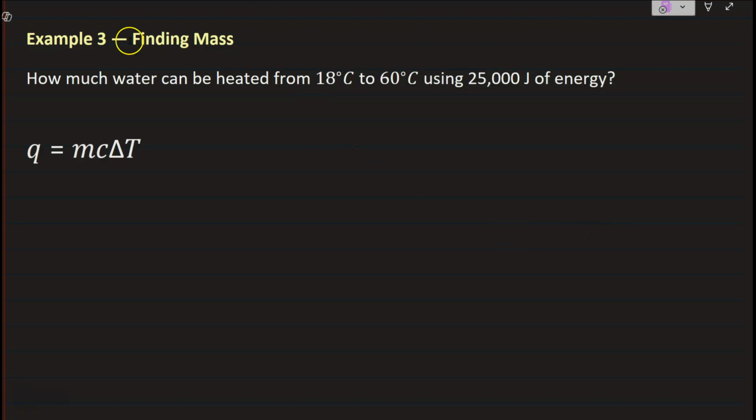So this example is finding mass. How much water in terms of mass can be heated from 18 degrees to 60 degrees using 25,000 joules of energy? Because mass does matter, right? It's directly proportional to how much energy, how much heat it needs. All right. So let's write up what we do know, and then we have to solve for mass. So this formula right here, let's change that to the formula for mass. So mass will be, you divide everything by, so Q divided by C delta T.